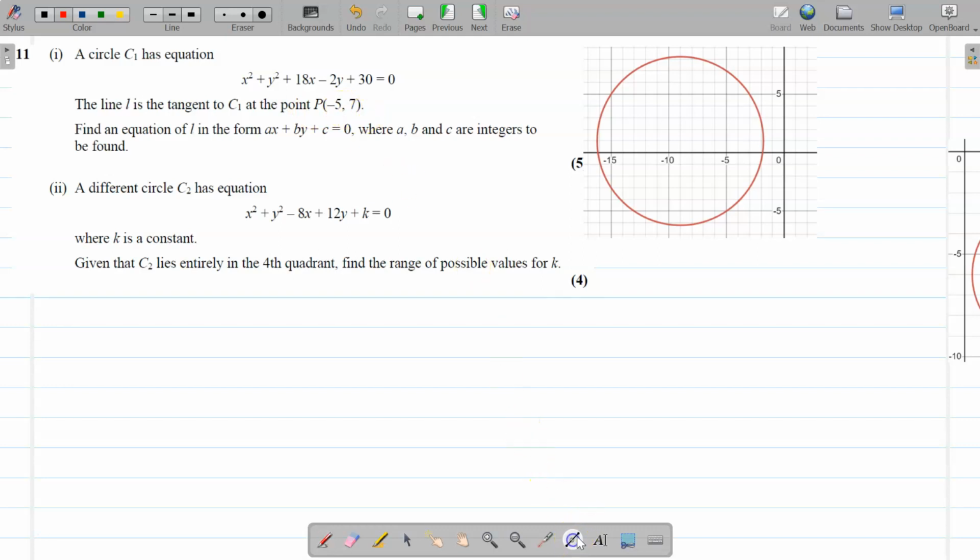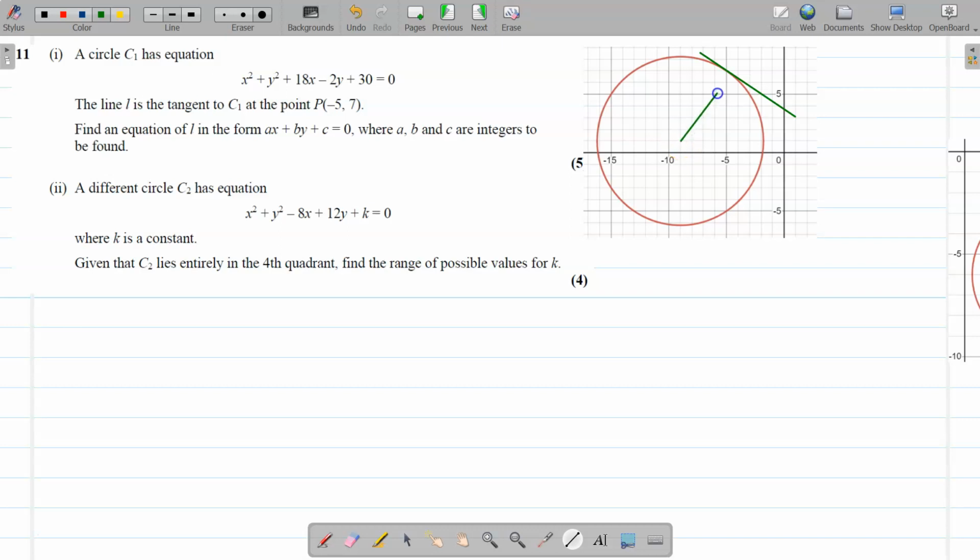Well, we can see where that point is, and if we just sketch it in, it's about there. So the line we're interested in will go through and cut there and then continue off over here somewhere. Okay, so that's going through that point there, which is -5, 7. And what we're going to do is first of all work out the center of the circle, and the center is here.